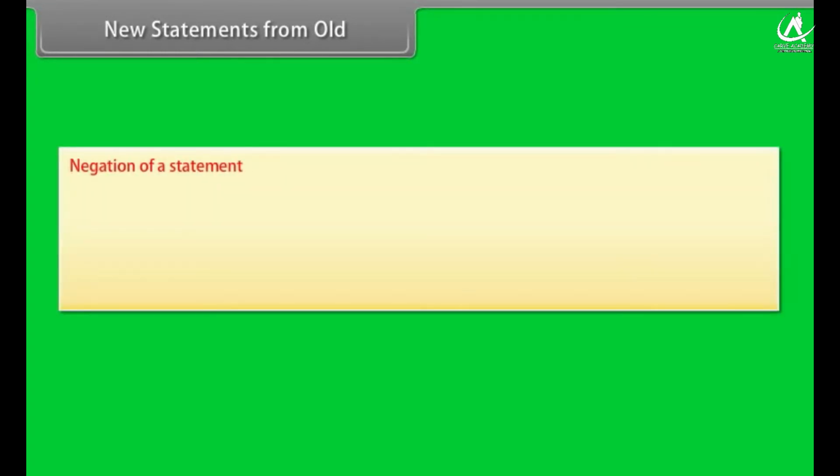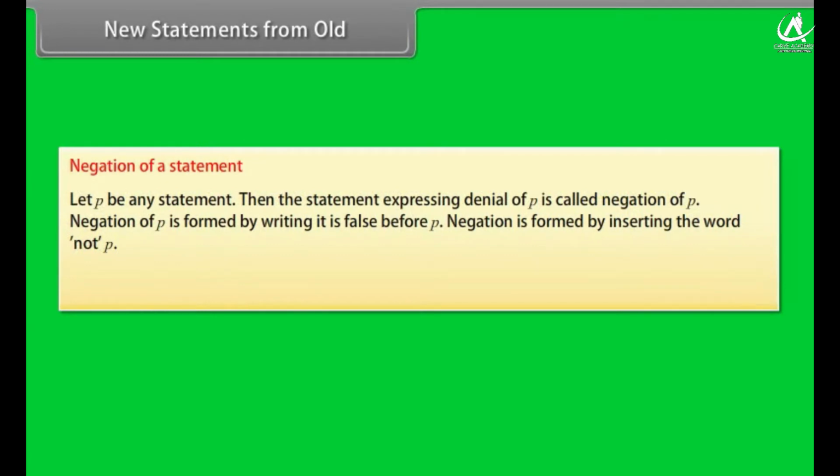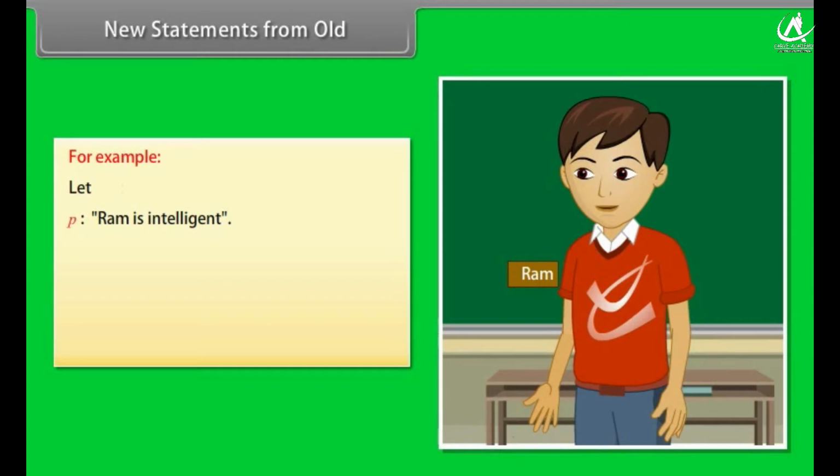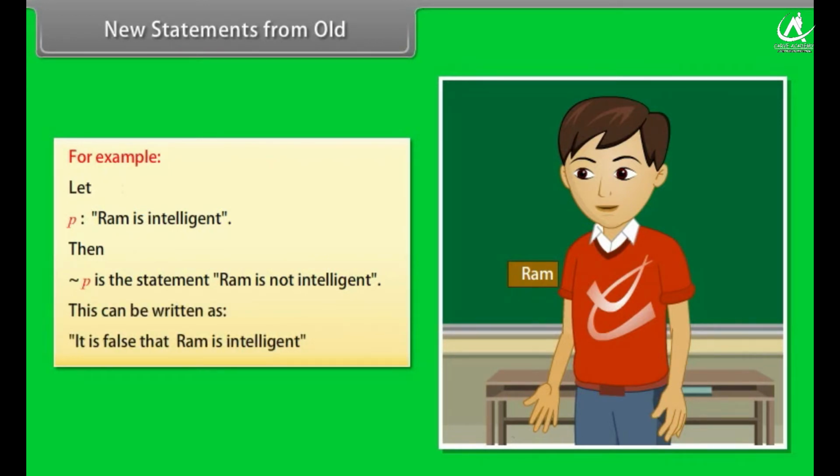New statements from old. Negation of a statement. Let p be any statement. Then the statement expressing denial of p is called negation of p. Negation of p is formed by writing "it is false" before p. Negation is formed by inserting the word "not" in p. Negation of statement p is denoted as "not p." For example, let p be the statement "Ram is intelligent." Then "not p" is the statement "Ram is not intelligent," or "it is false that Ram is intelligent."